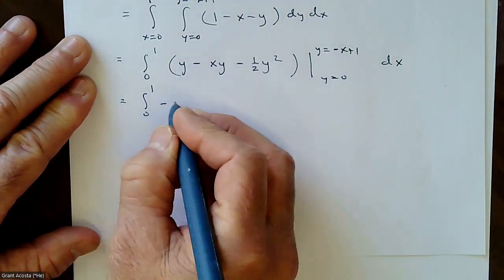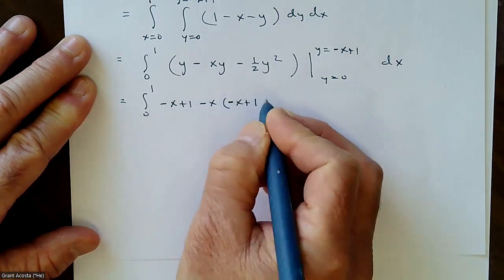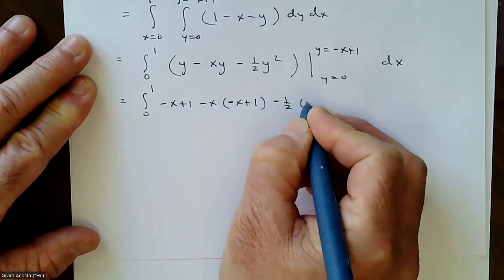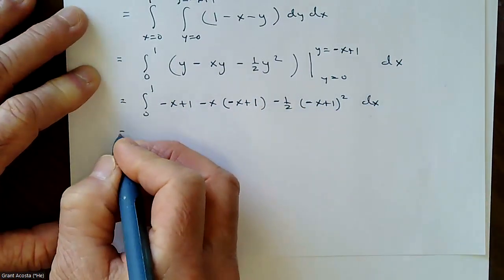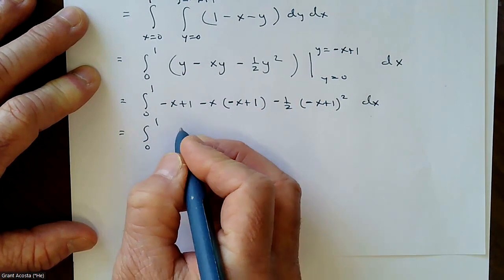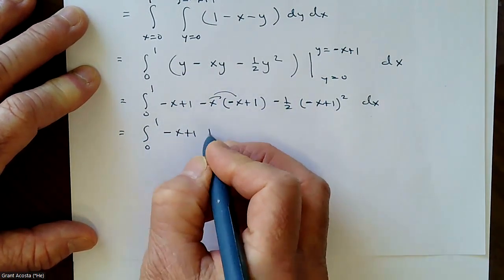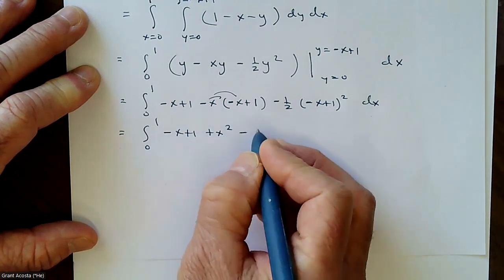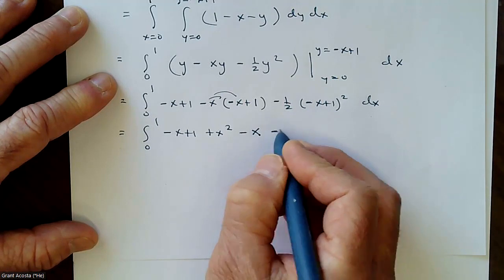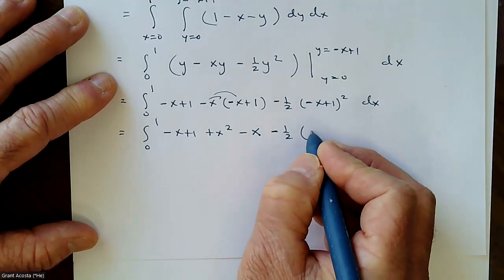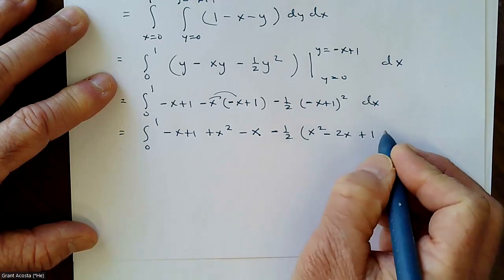Put that in for my y's. Negative x plus 1 minus x times negative x plus 1 minus 1/2, negative x plus 1 squared. Let's distribute. Plus x squared minus x. Let's FOIL this out first. That's going to come out to be x squared minus 2x plus 1.